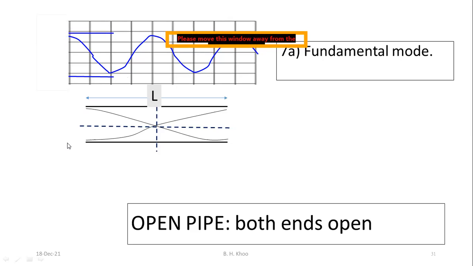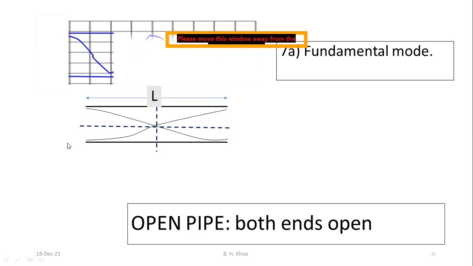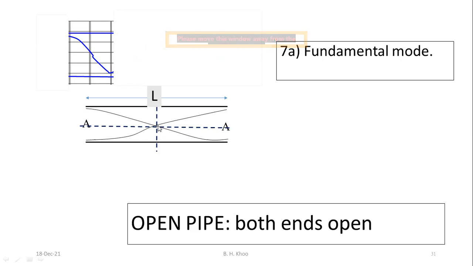You can draw that, then cancel the other one off. So that's the first fundamental mode of vibration. How the sound can be formed: antinode at the open end, and then the simplest one is a node at the center.